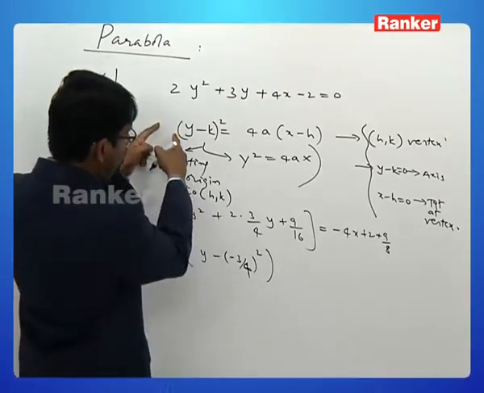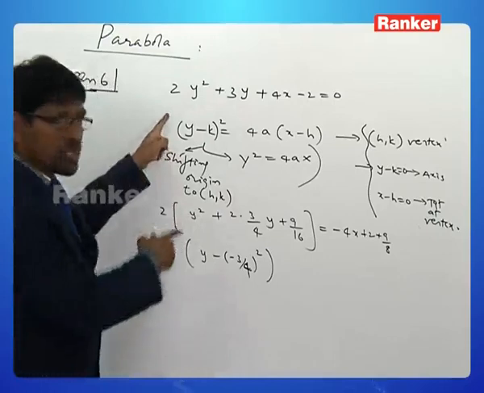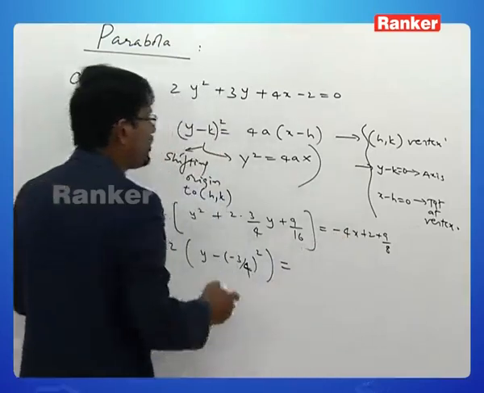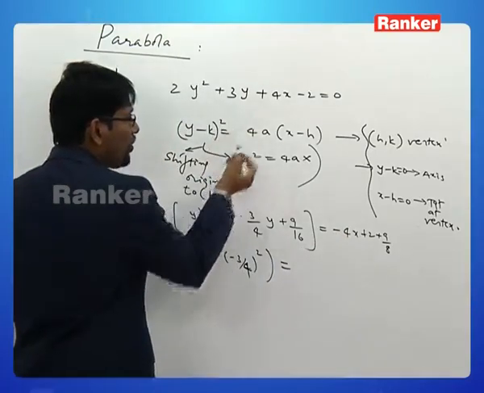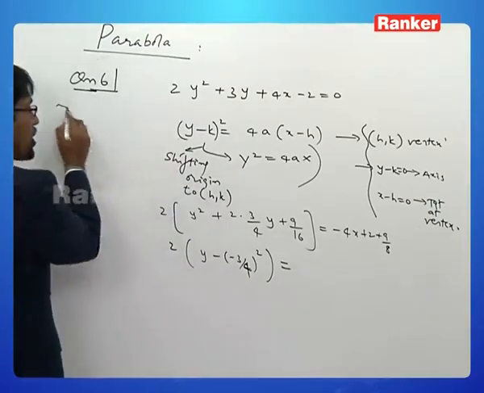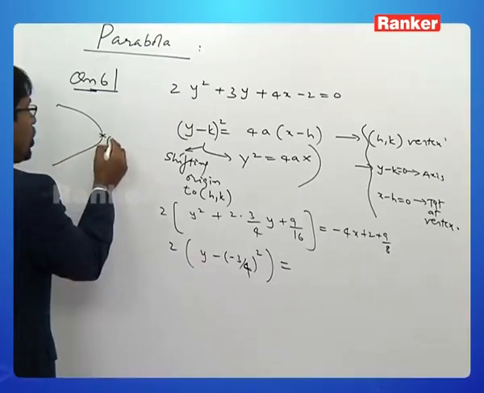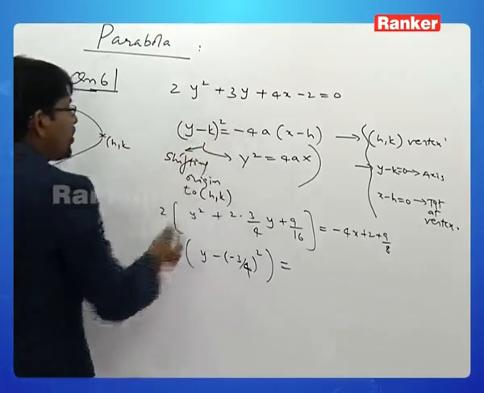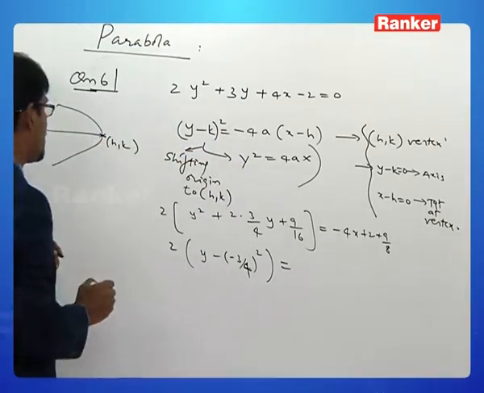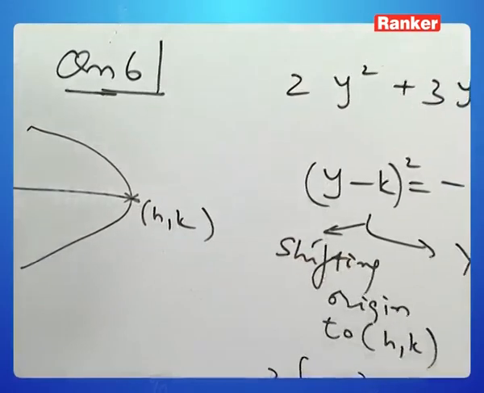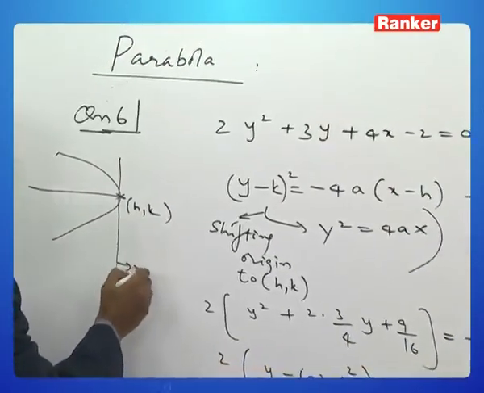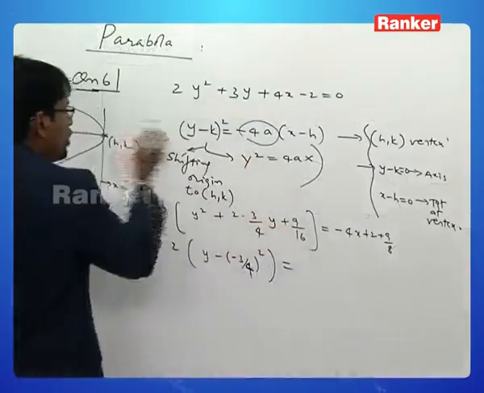I am trying to bring it into this standard form. Here it can be either 4a into x minus h, or minus 4a into x minus h. If it is y minus k whole square is equal to 4a into x minus h, it will open to the right side. If it is minus 4a into x minus h, it will open to the left side of h comma k. The vertex will be the same, y minus k equal to 0 is the axis, x minus h equal to 0 is the tangent at the vertex. All that will remain the same. When you have a minus sign here, it will open to the left.